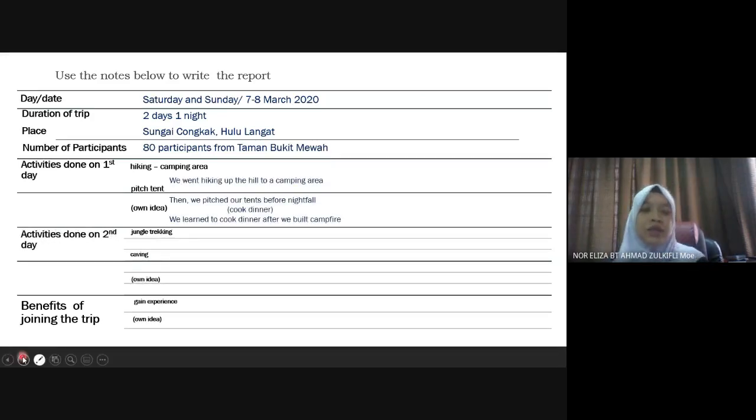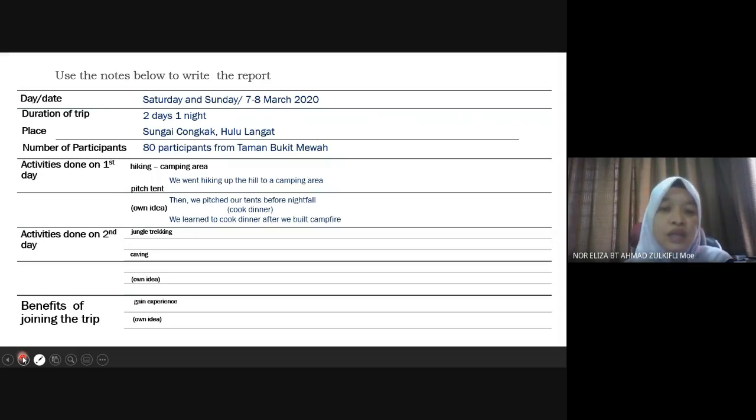Okay, we went hiking up the hill to a camping area. Then we pitched our tents before nightfall. For my own idea here, I've given cook dinner. We learn to cook dinner after we build a campfire.